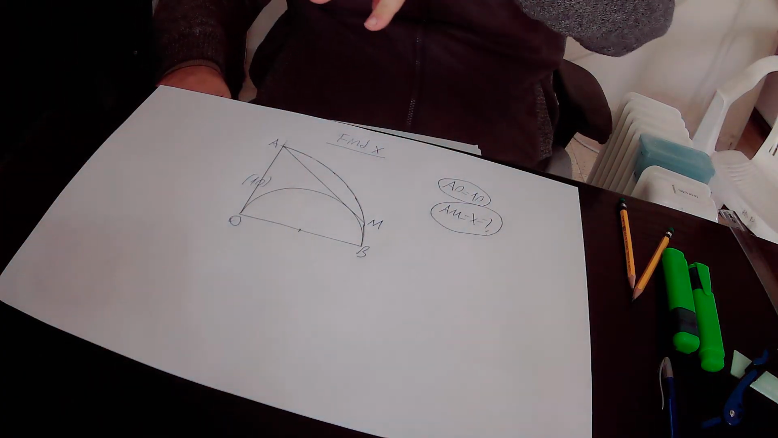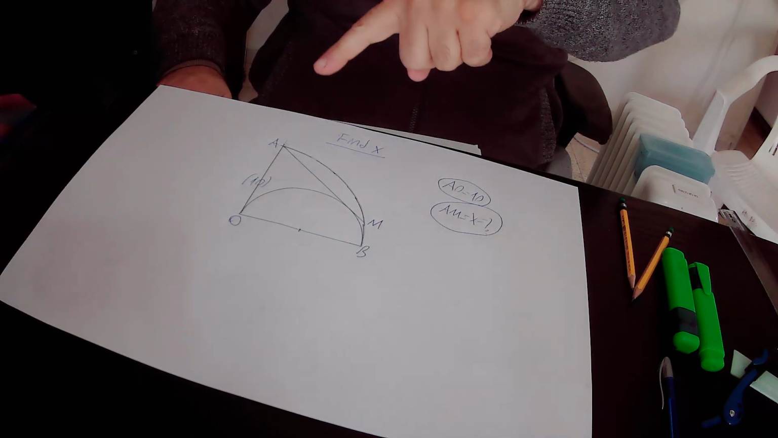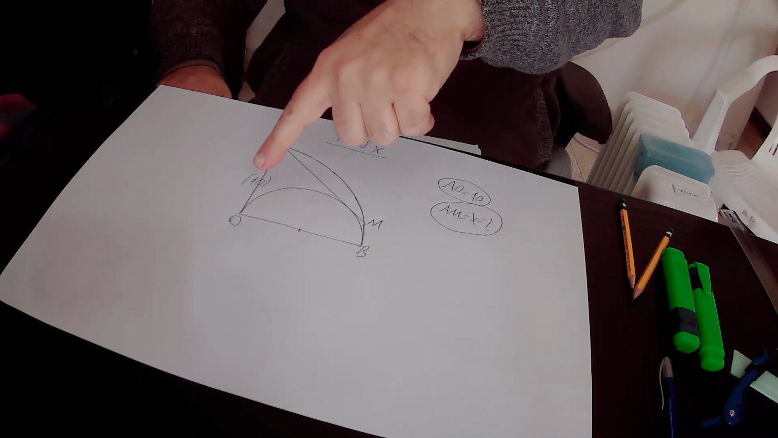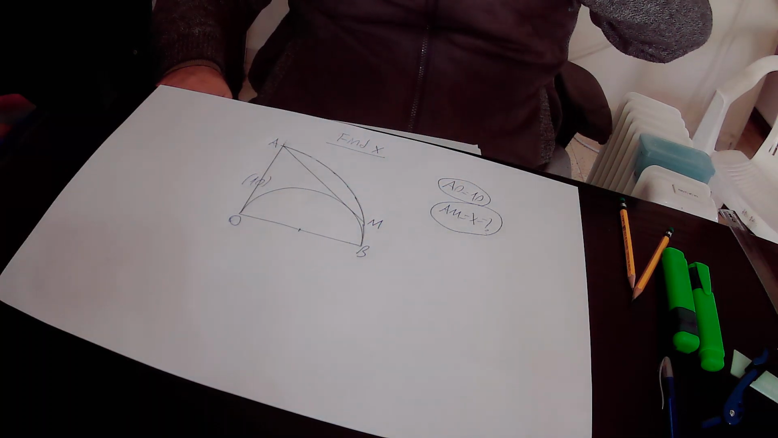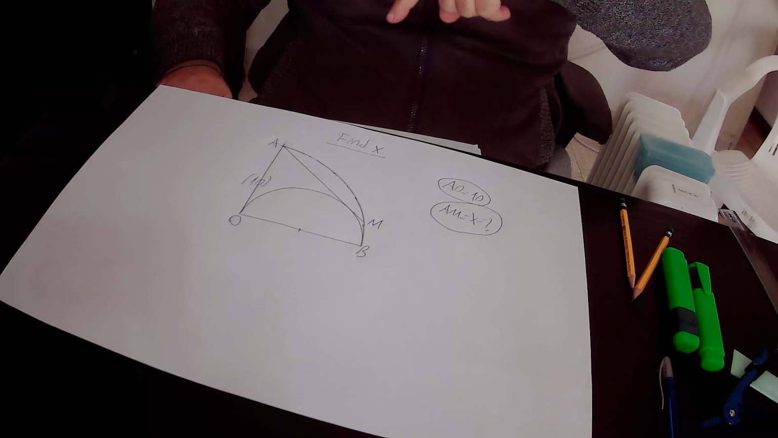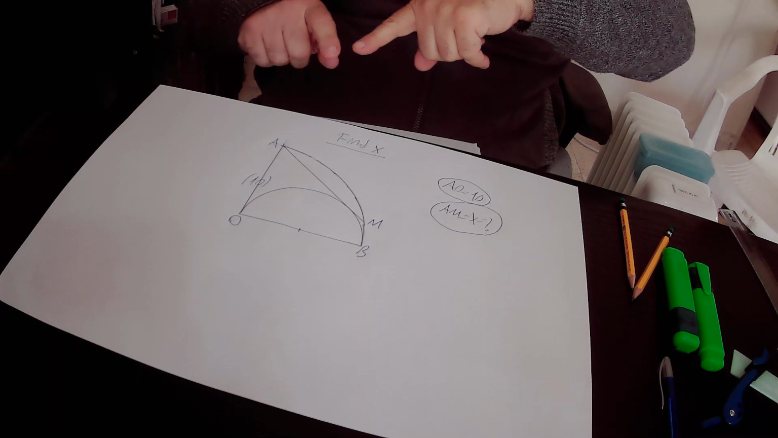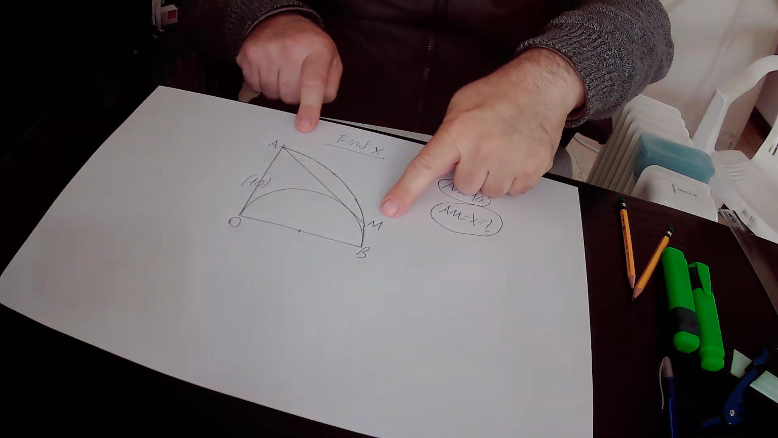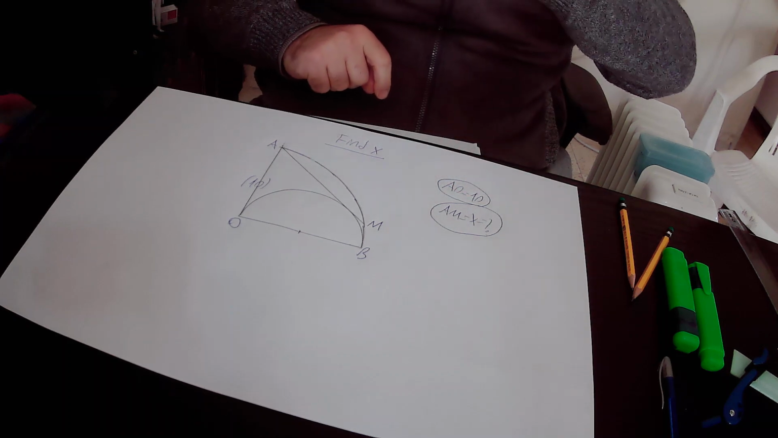Now, in this lecture, we'll find out the length of line segment X. In the drawing, we have a quarter circle, AOB, which is a quarter circle. Inside this quarter circle, we have this semicircle, OB, which is a semicircle. And we also know that side AO equals 10 units in length. Our mission is to find the length of side AM, which is equal to X, according to what is given in the question.